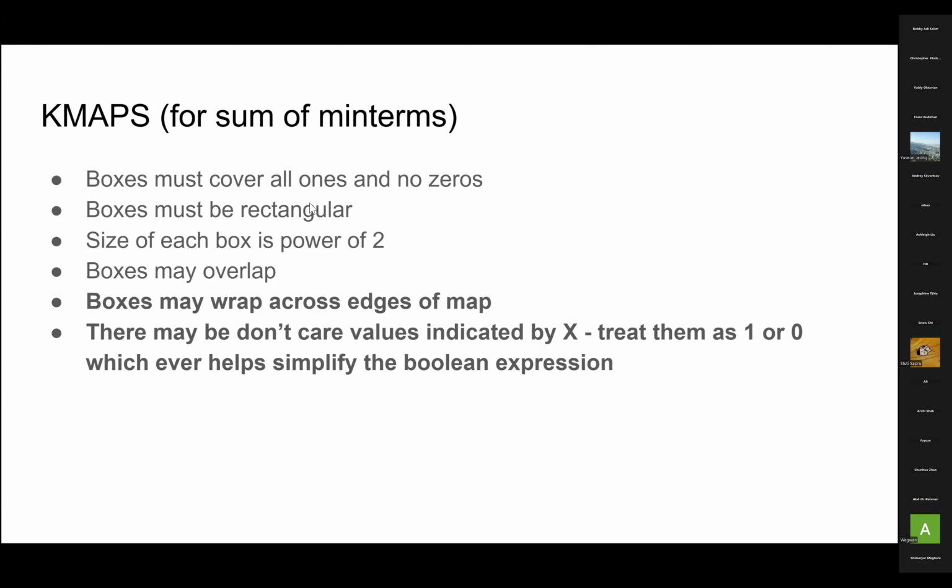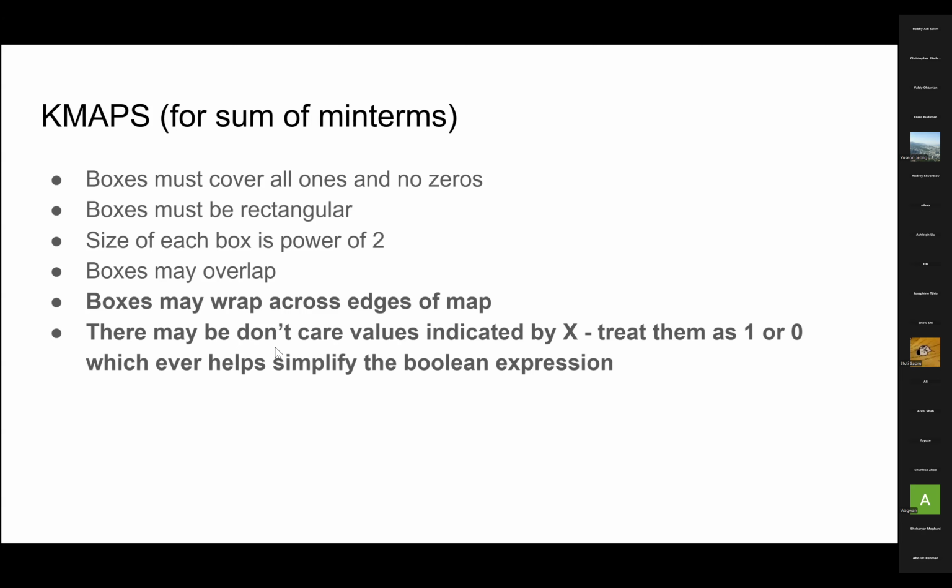Then boxes must be rectangular, and the size of each box is a power of 2. So 2, 4, 8, 16. So don't do 3 or 5. And boxes may overlap. And the one that I want to emphasize, that I think people tend to forget, is that boxes may wrap across edges of maps. So it can wrap around the edges of the table.